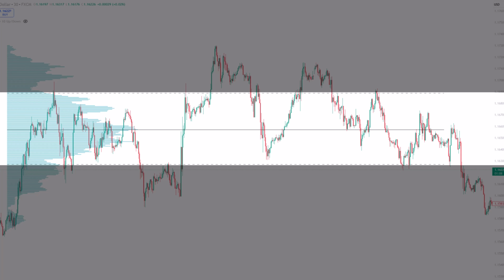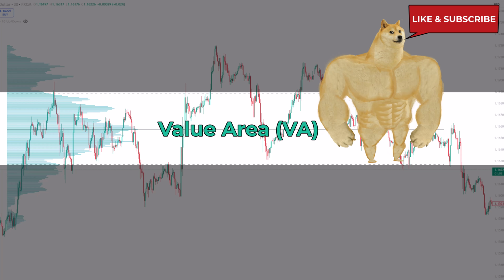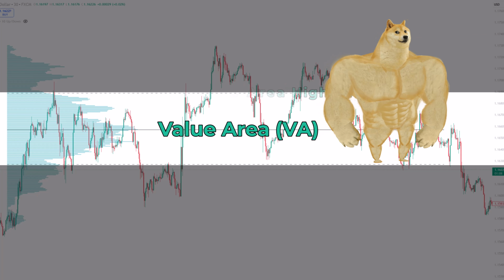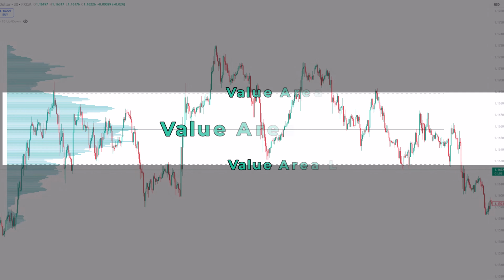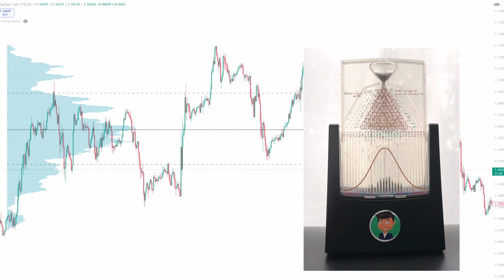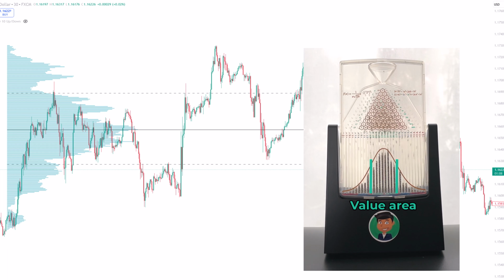The highlighted zone you see here is called the value area. It covers roughly 68% of all the traded volume. This area represents the price where the market traded the most. In other words, where the market found value. The top of it is called the value area high, the bottom is the value area low. If you think back to the Galton board, the value area is just like the cluster of balls that landed in the middle. That's the market balance zone.